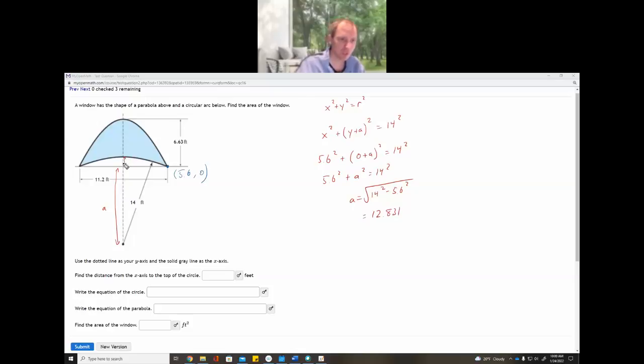So I kind of did things in a slightly different order, because now I have the equation of my circle first and this distance second. But like I said, there are other ways to set it up. If I want to find that distance, if my value of A is 12.831 and this total distance is 14, then the difference is the distance from the x-axis to the top of the circle. So 14 minus 12.831 gives me 1.169.